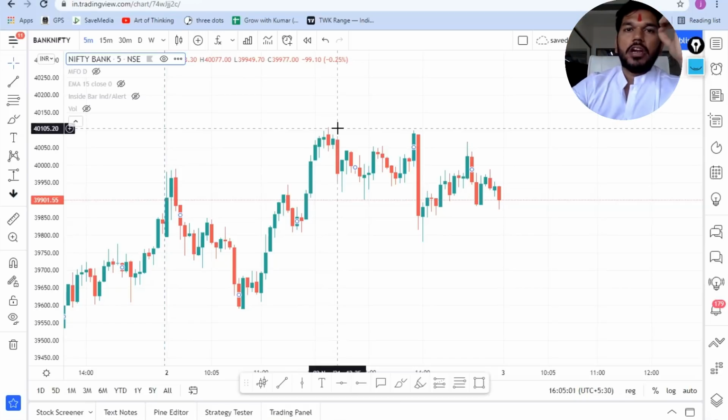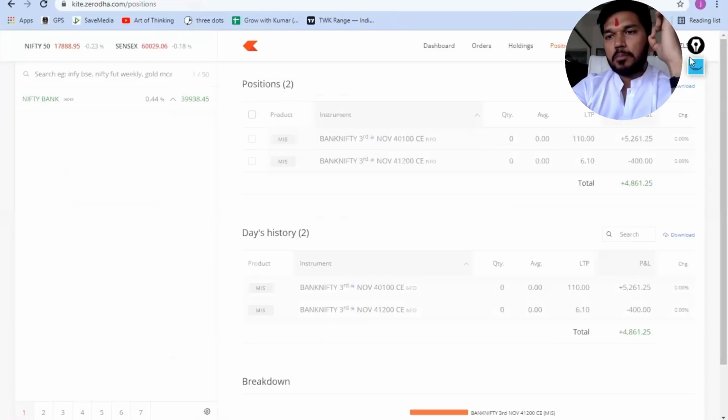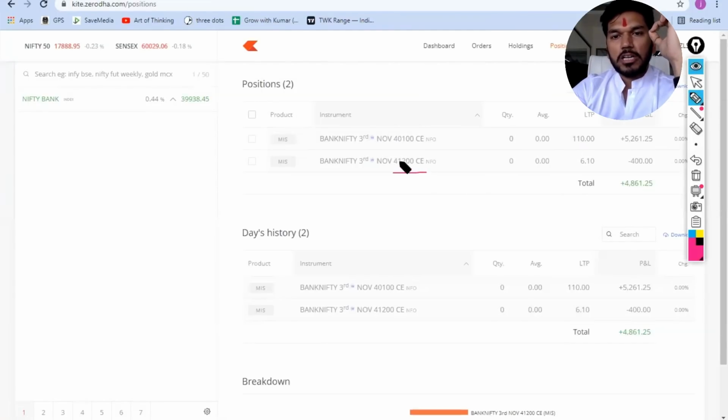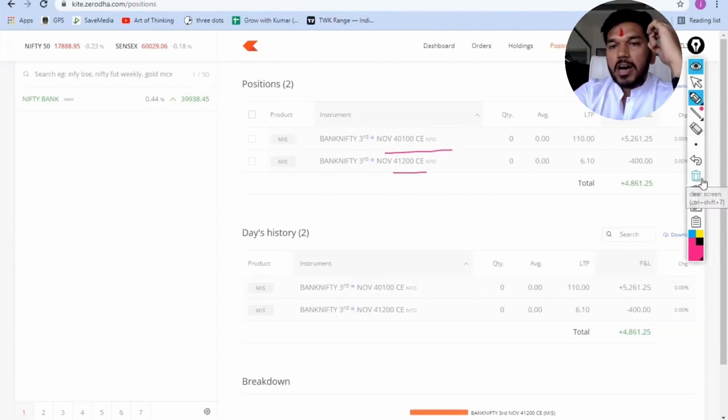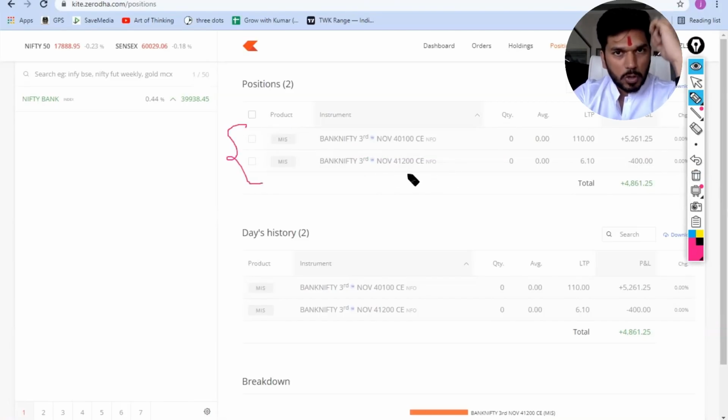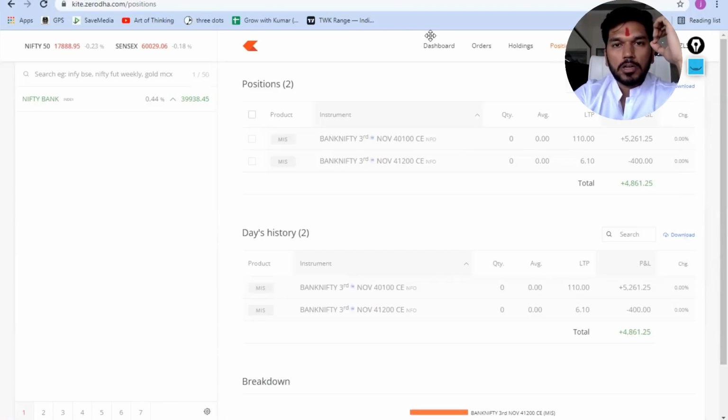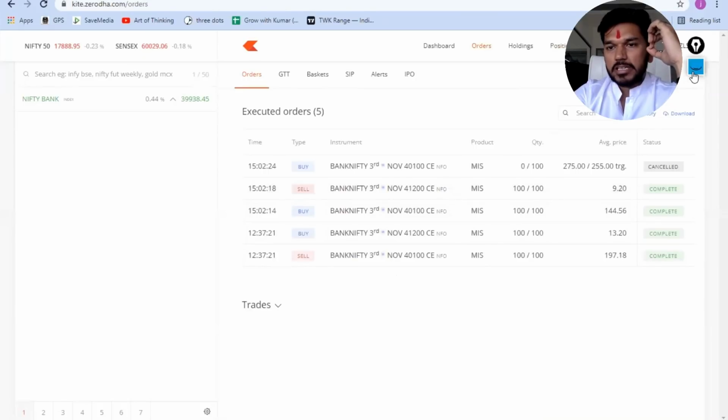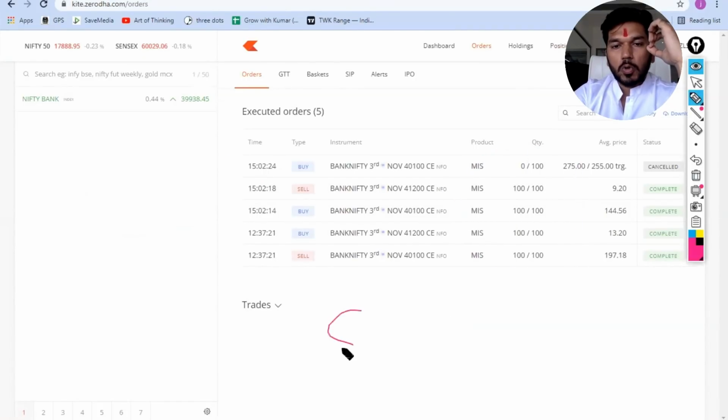Correct. So let us again go to the positions, and another position which I've taken is I bought a 41,200 call. So you may ask, why did I actually go for this 41,200 call? Well, the purpose is very simple. The margin required to sell one lot of options is about 1,60,000. And if you can see my order book, I have sold 100 quantities, right? Which means about 4 lots. So the margin required would have been close to about 6,40,000.